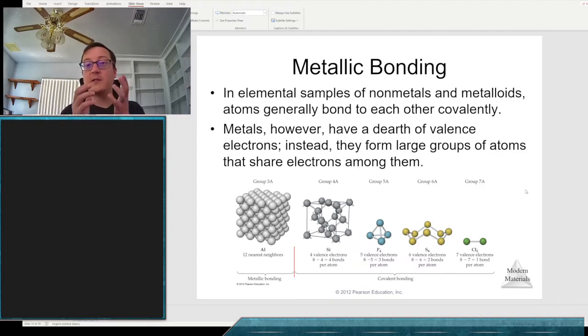And so we don't see that these bond together because they just don't have enough electrons to do that. Aluminum has 3 valence electrons. That would say that presumably it could bond to 3 others, but that just doesn't happen that way. We're going to see instead that these share all of their electrons together.